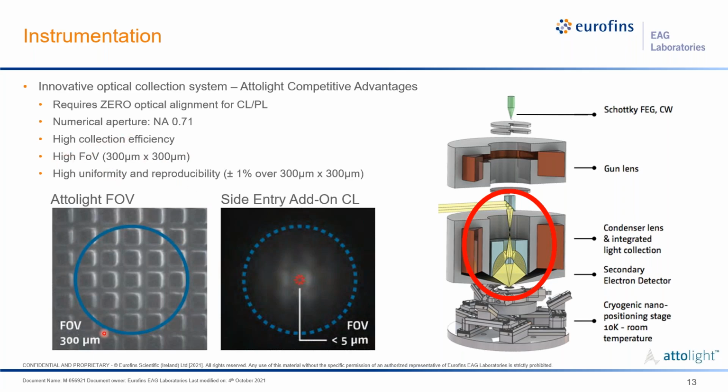In this case, this is an example showing the Adelaide field of view, where we get very good stable emission over a 300 micron diameter area relative to a standard side entry CL system that you may be more familiar with or you've seen. I've had experience with this kind of system for the past, I don't know, 10 years or so as well, and this is definitely an accurate representation of what's going on. We really have a nice large area that we can analyze that has very good uniformity and reproducibility.